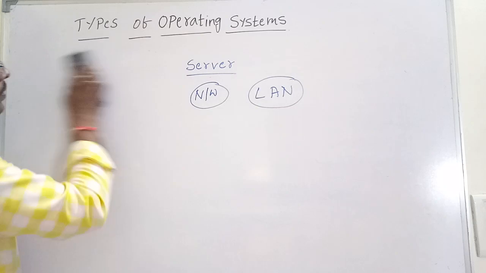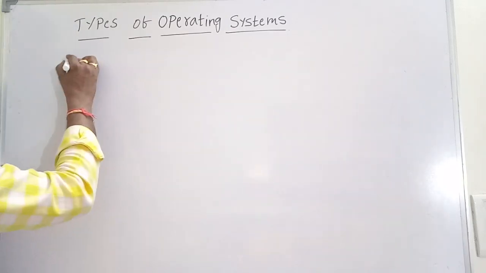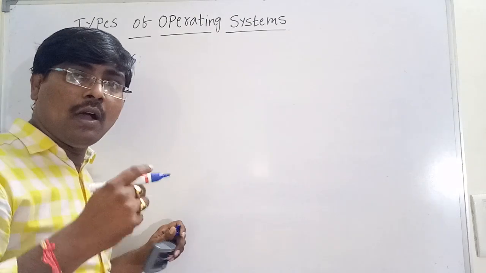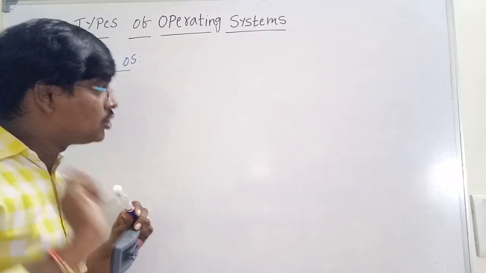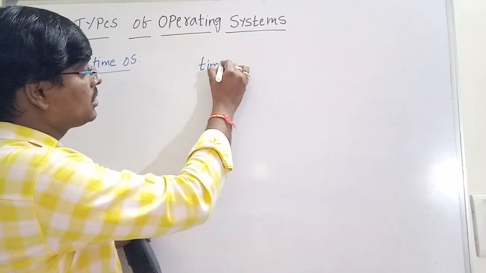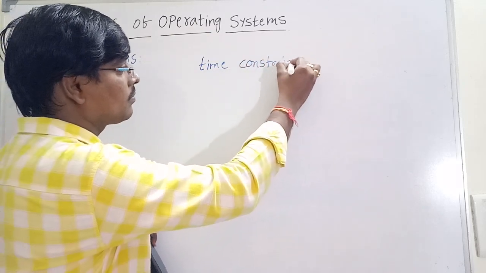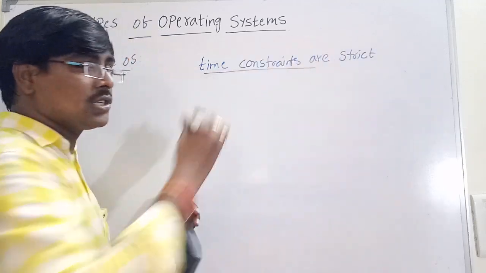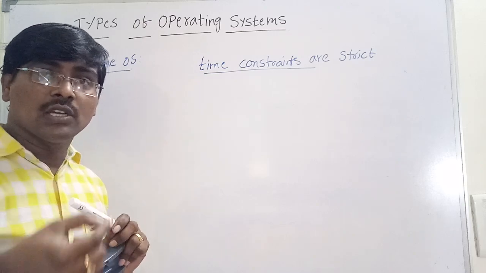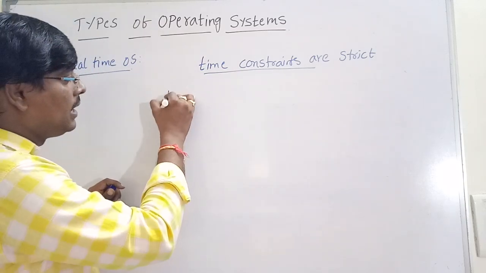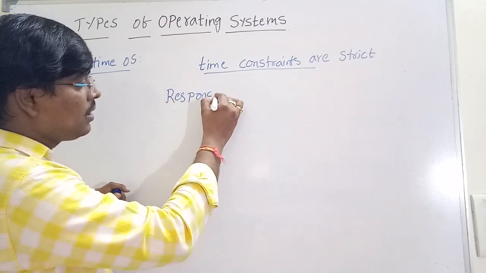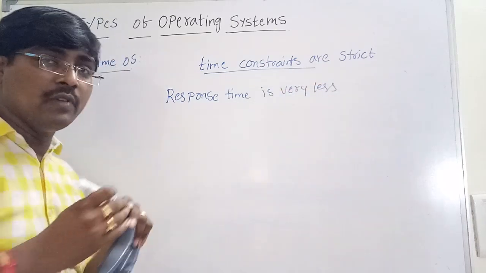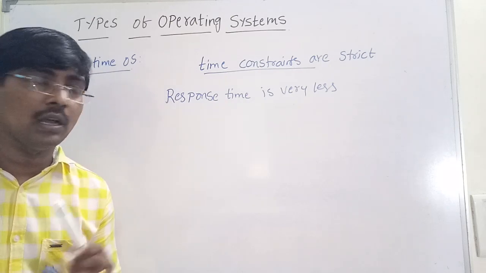And finally, the real-time operating system. Real-time operating systems are used in situations where time constraints are very strict. Time constraint means the timing constraint, the execution time. Simply, real-time operating systems are used whenever the response time must be very small.